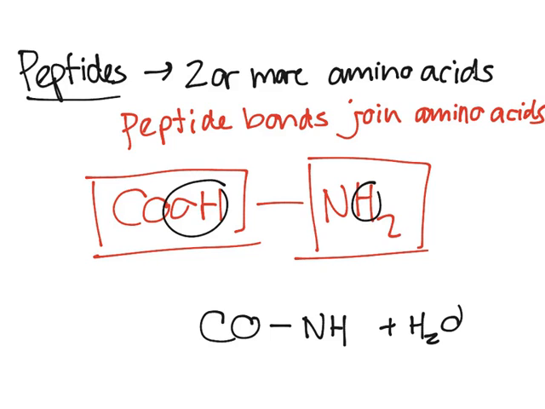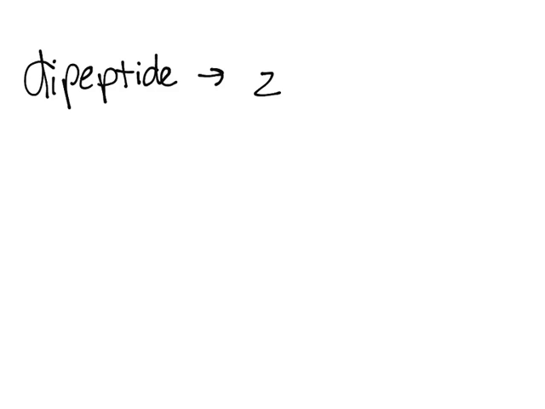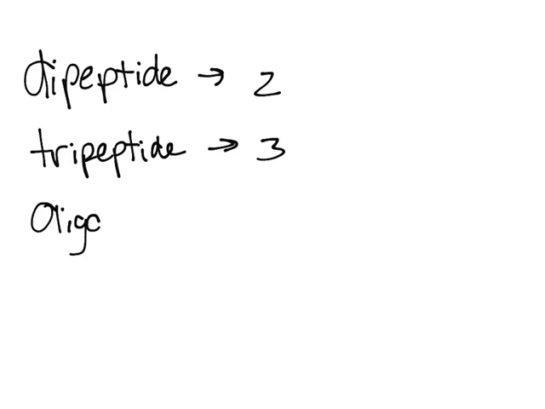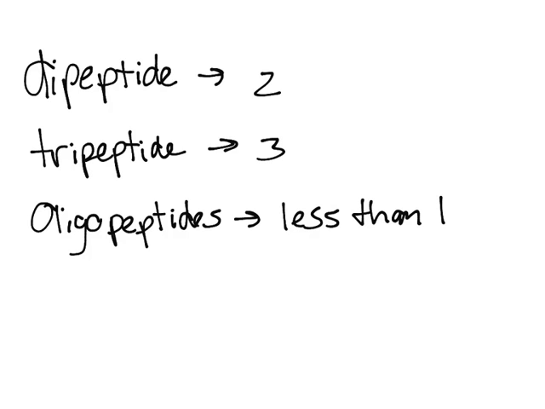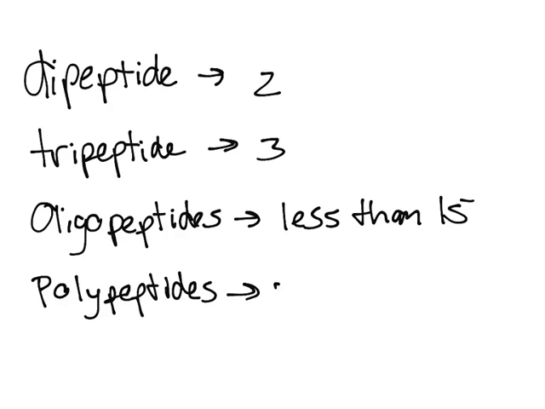And so to name it, peptides are named for the number of amino acids. So for example, dipeptide represents 2 amino acids. Tripeptide represents 3 amino acids. Oligopeptides have less than 15 amino acids. Polypeptides have more than 50.